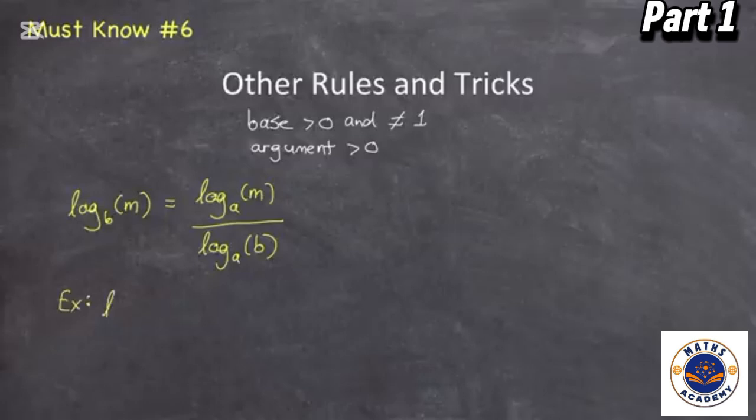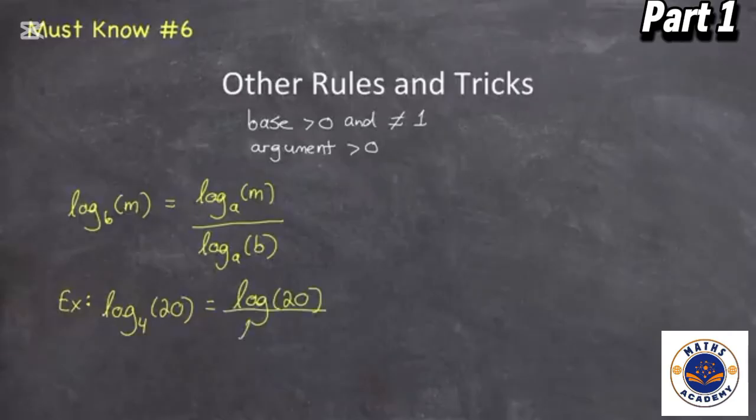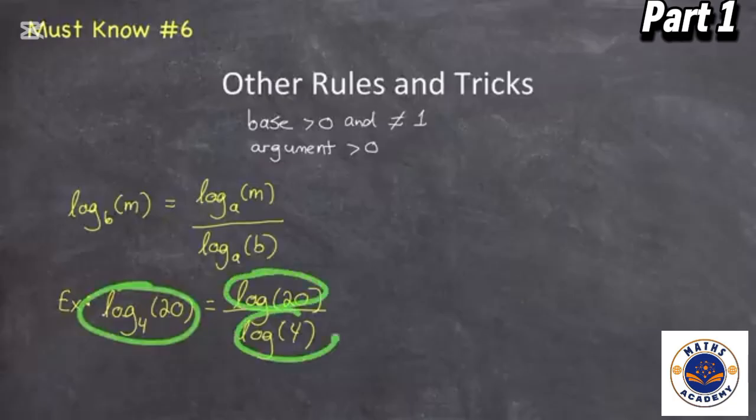Let's say you had log base 4 of 20. You could rewrite that as a quotient of two logarithms with a new base. And most often this formula is used to change the base to 10 so it becomes the common logarithm. So this would be log base 10 of 20 divided by log base 10 of 4. So log base 4 of 20 can be rewritten as log 20 divided by log 4. That's the change of base formula.